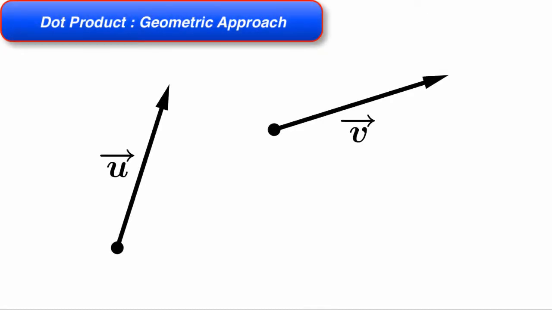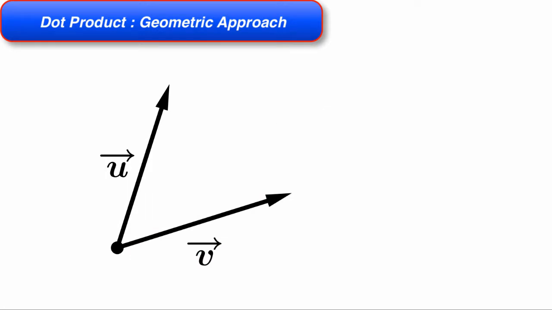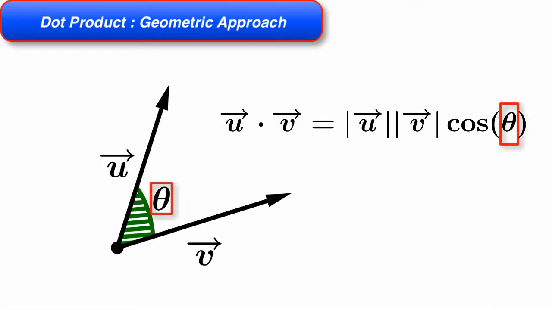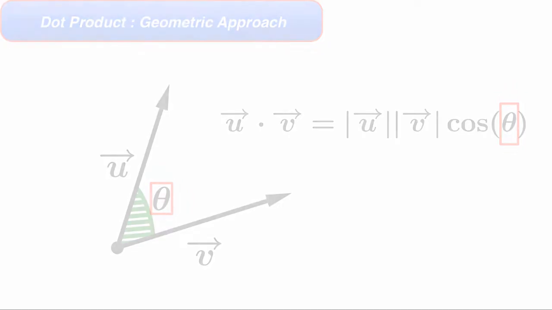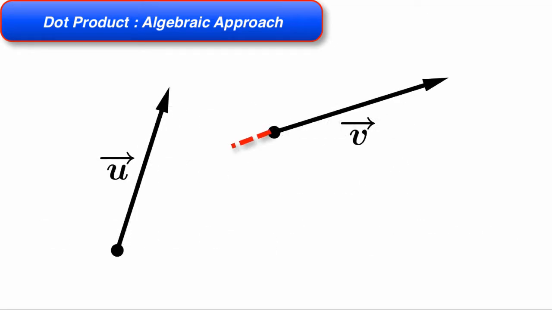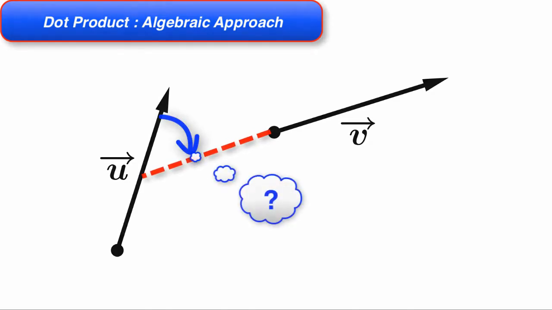To perform the dot product of two vectors u and v by the geometric approach, we first bring the vectors into one initial point as shown and measure the smallest angle between them. The dot product simply is defined as the product of the magnitudes of the vectors multiplied by the cosine of the angle. In class, we will develop an algebraic formula for computing the dot product. With this algebraic formula, you can find the angle between any two arbitrary vectors in space.